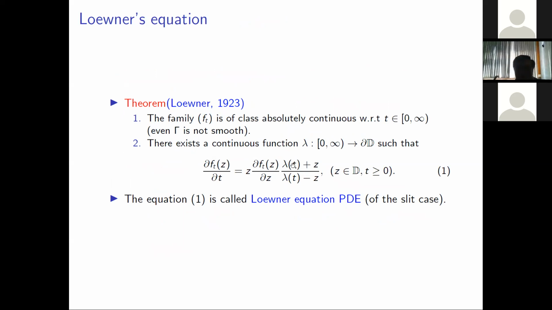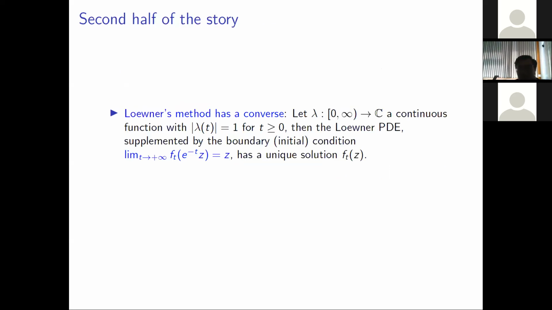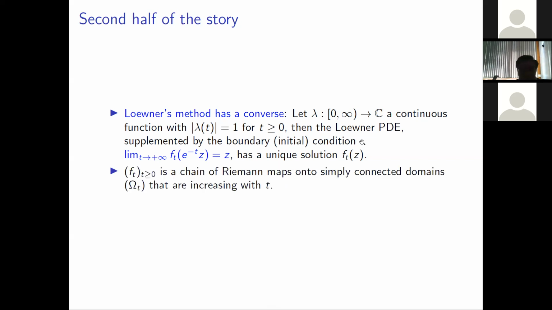In the theory of Loewner, we have a driving function lambda_t. In the Loewner equation, we have this function, the driving function, which is continuous. The second half of the story is that if you have a driving function, we can derive a family of growing domains by the Loewner equation. So take lambda_t as a continuous function. The Loewner PDE has a solution with these initial conditions, and this family f_t is a chain of Riemann maps onto simply connected domains which are increasing.